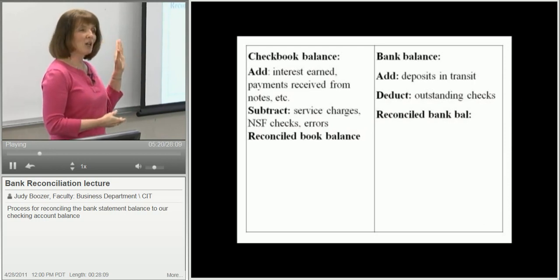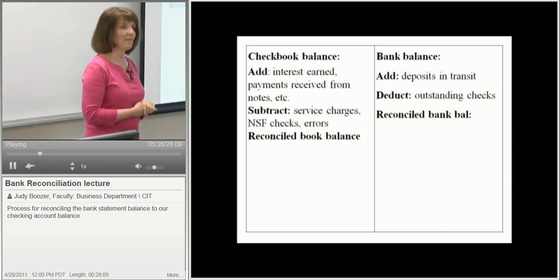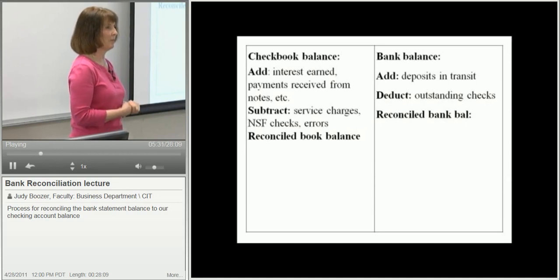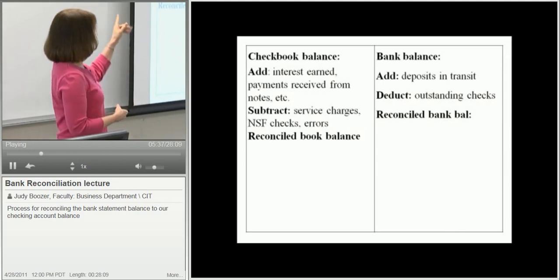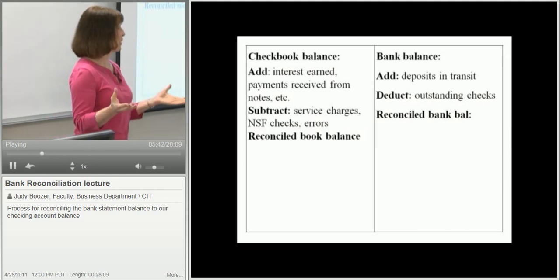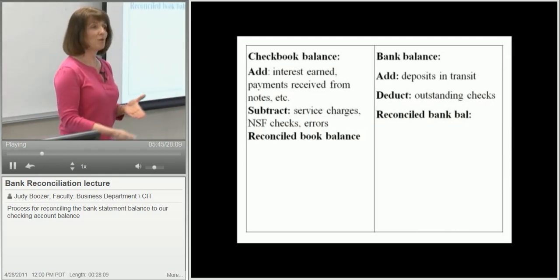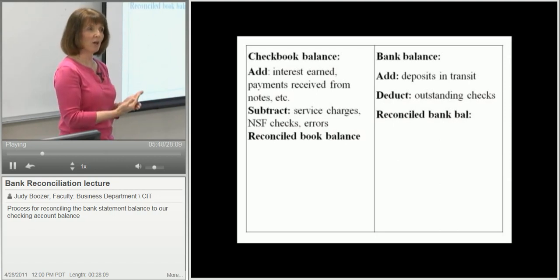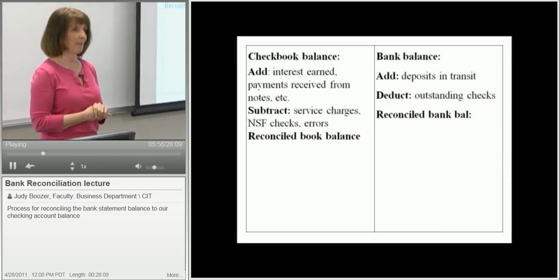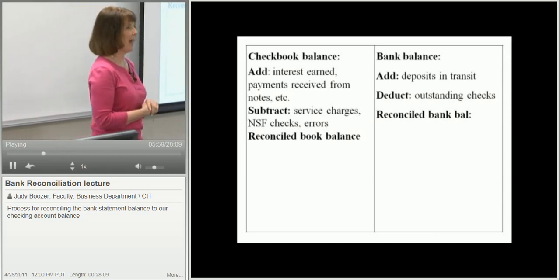Now, again, what would be on the bank statement that would positively affect our checkbook balance that we wouldn't know until we received that bank statement? Okay, first of all, positively. Yes, something we don't see too much of. So if you earned any interest on your account, that's not been recorded on our books, has it? So we would have to add that to our checkbook balance. What else would we have to add?